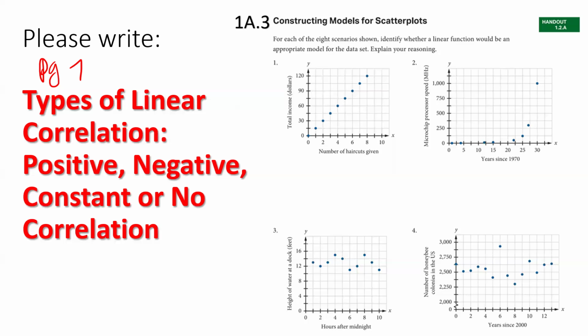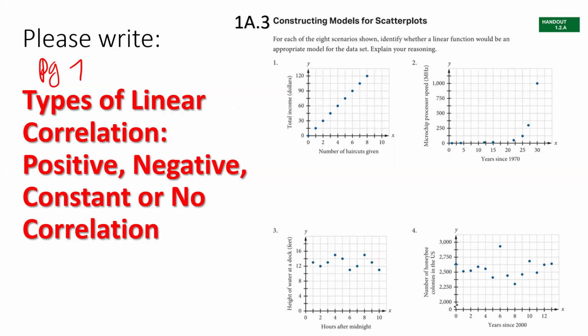So for each of the 8 scenarios below, identify whether a linear model would be an appropriate model for the data and explain your reasoning. So what you're going to do is determine whether there's a type of correlation. There are 4 options: a positive linear correlation, a negative linear correlation, a constant linear correlation, or no linear correlation at all.